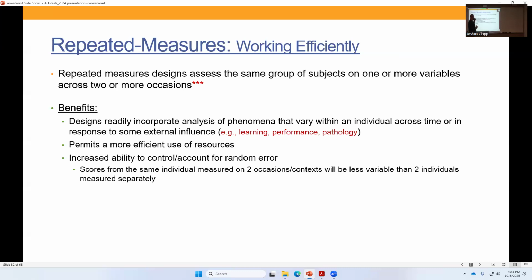Okay, so when we're talking about a repeated measures design, we're looking at the same group of participants across one or more variables across two or more occasions. Okay, and I've got this asterisked. The reason is that with a traditional repeated measures design, we're almost always taking the same group of people and measuring them on different occasions.